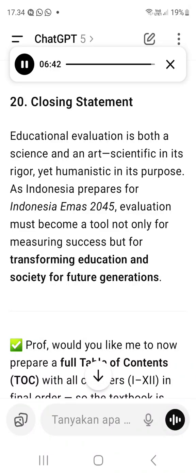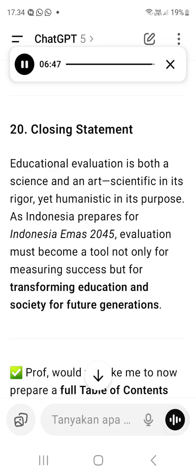Would you like me to now prepare a full table of contents with all chapters in final order, so the textbook is ready as a complete draft? Or should I first create a visual infographic for Chapter 12, Comprehensive Evaluation Framework?